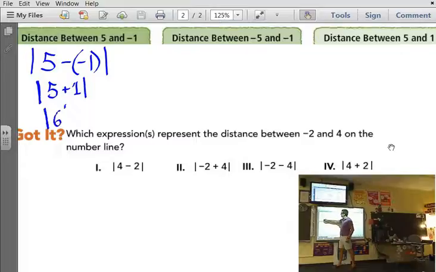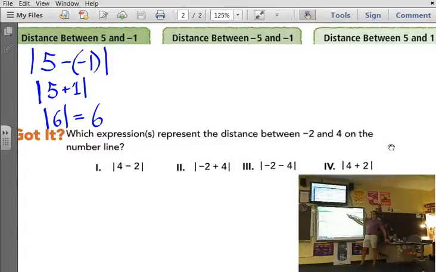Which becomes the absolute value of 6, which just becomes 6. Again, you could just add their absolute values since they have different signs. Their absolute values summed together would give you 6.